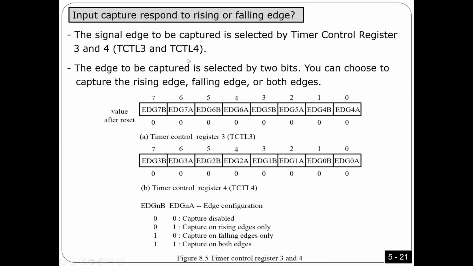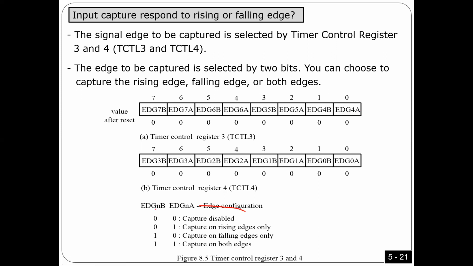Very simple. The way you are going to do it, guys, every channel has four choices, as you see here. If you put 0, 1, that means you want to capture rising only. 1, 0, you capture only falling. 1, 1, you capture both. 0, 0, capture is disabled. You're not going to capture anything.